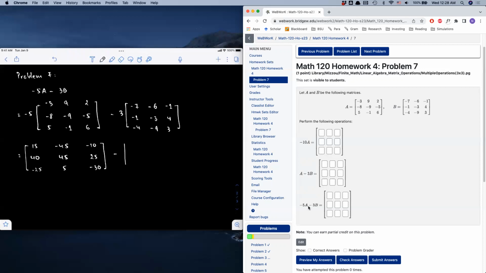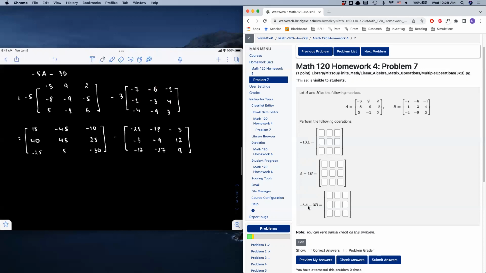Then -3 times the matrix. So this should give you -21, -18, -3, -3, -9, +12, then -12. This one should be -27, and this is +9.